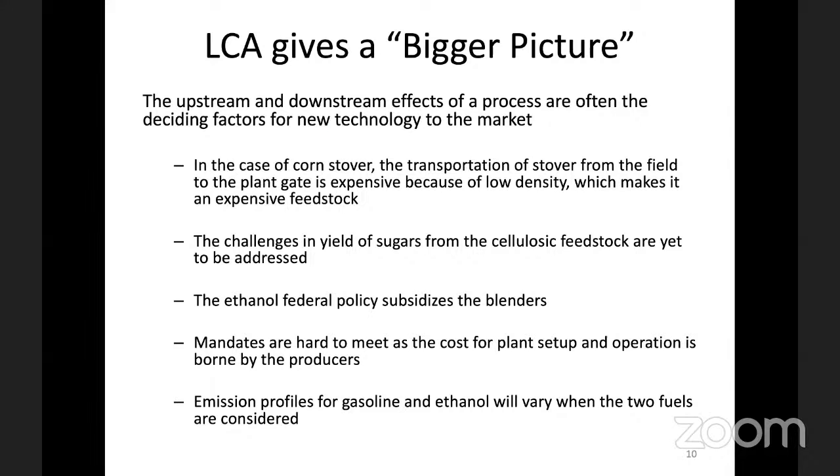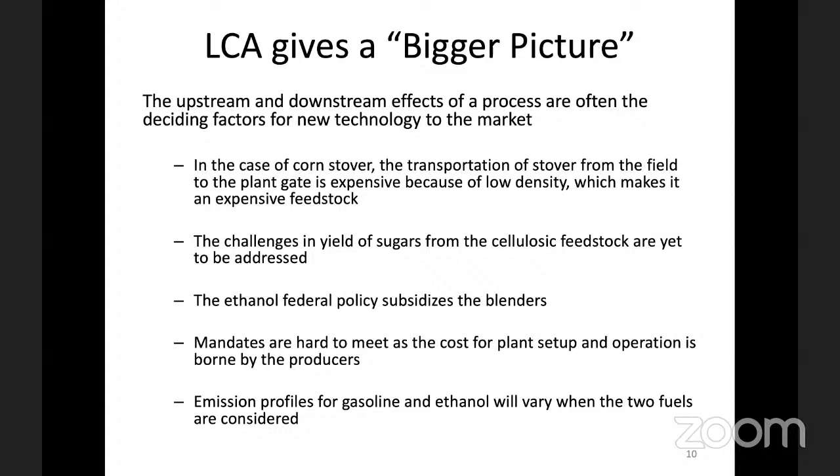So life cycle assessment gives a bigger picture. The upstream and downstream effects of a process are often the deciding factors for a new technology to reach the market. What we have realized is that the best processes may not be the ones that get considered, and it may very well be the upstream and downstream effects that decide whether a new technology comes to the market.